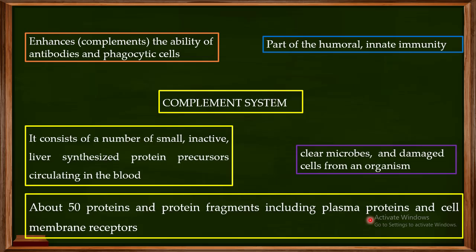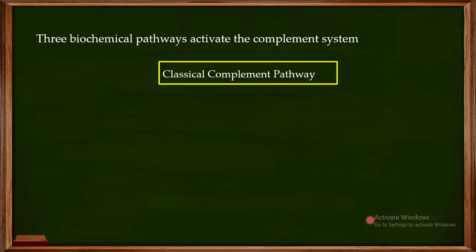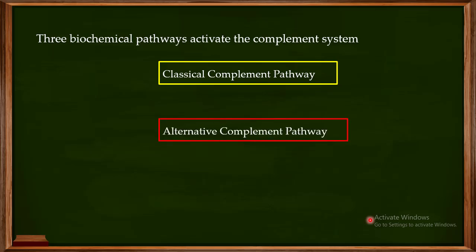About 50 proteins and protein fragments, including the plasma proteins and the cell membrane receptors, constitute the complement system. There are three biochemical pathways that activate the complement system, as I've told you. The first one is known as the classical complement pathway, which we'll be focusing on in this video. The other one is the alternative complement pathway, and the third pathway is the lectin pathway.